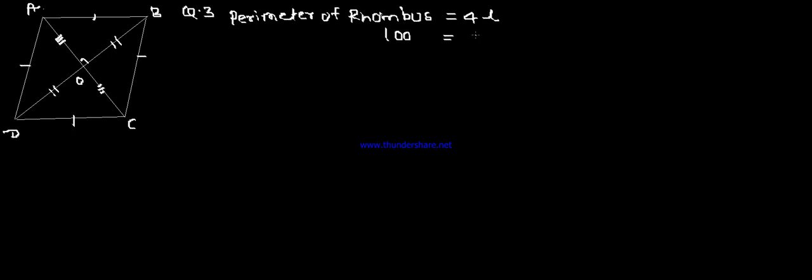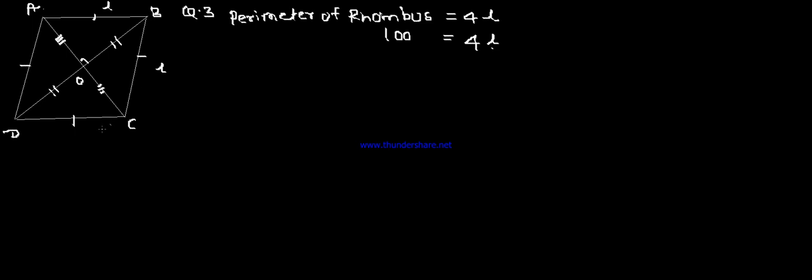Alright, now let's see what they have given you. I'm reading question number 3. You can keep your textbook with yourself. If the perimeter of rhombus is 100 centimeter, as we all know, perimeter is nothing but the sum of all sides. So in short, there is a formula: perimeter of rhombus is equal to 4L, and if the perimeter is given as 100, you can find the length of side. This L is nothing but the length of side.